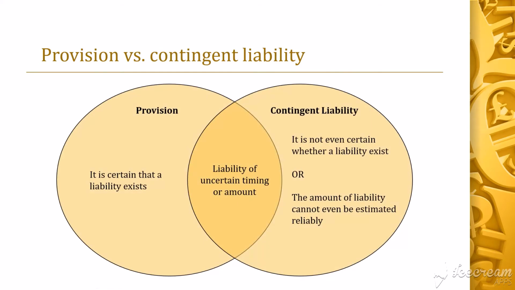Putting it into a Venn diagram form, the main difference is that a provision is a liability that is certain. The entity is pretty much certain that it has an obligation. A contingent liability is even more uncertain than a provision, in the sense that the entity doesn't even know whether it has incurred an obligation, or the amount cannot be reliably estimated at all.